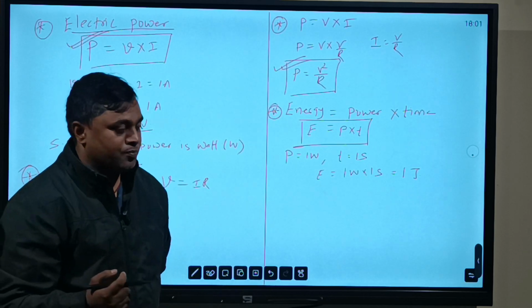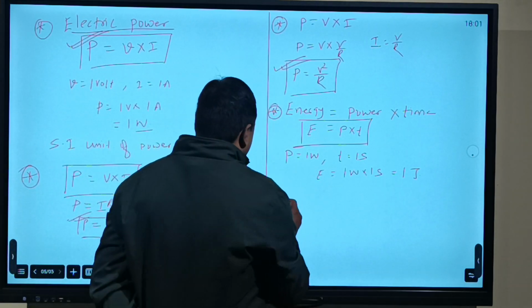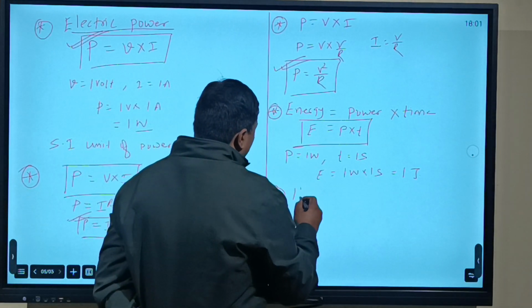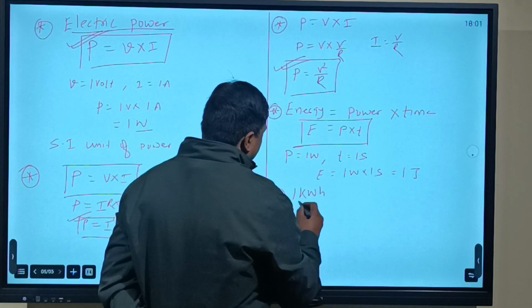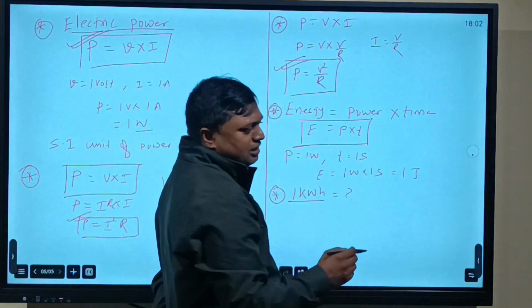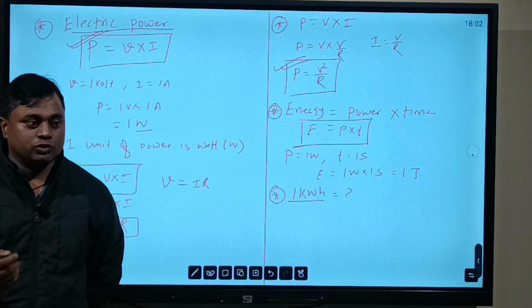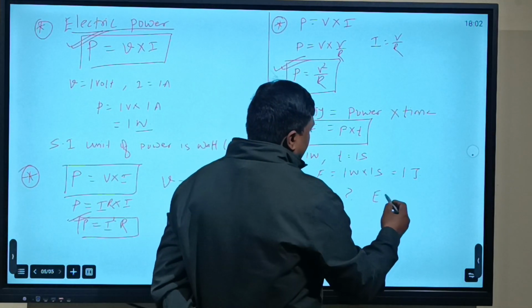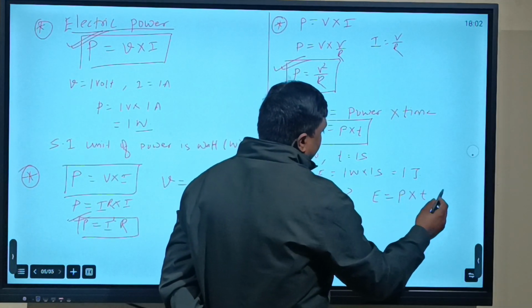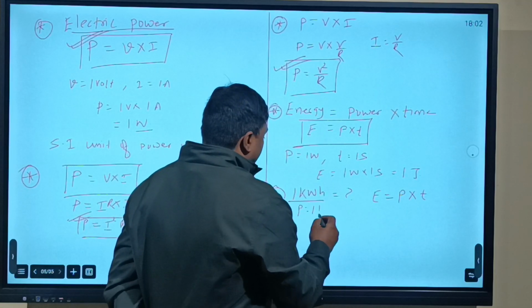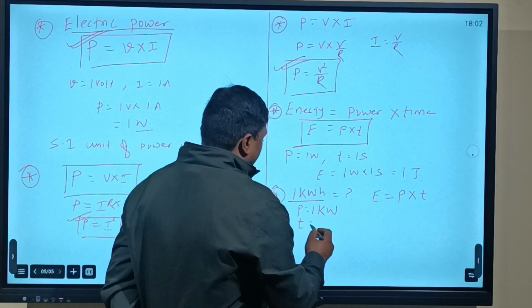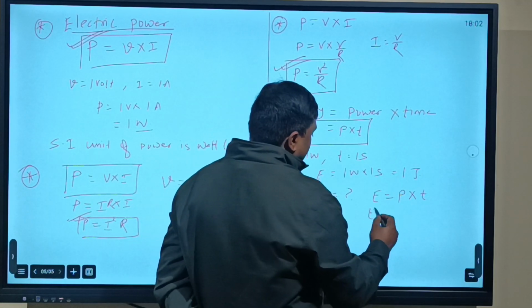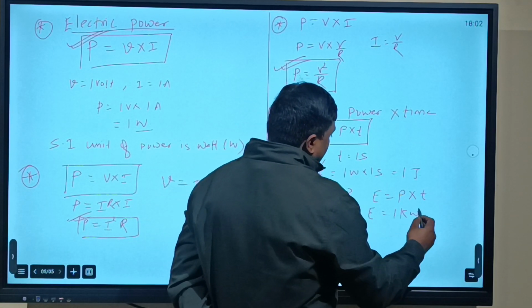Is it clear? They ask in the exam, define 1 kilowatt hour. This is the board question they will ask you. 1 kilowatt hour, what is it? See, we know that energy is equal to power into time. When the power is 1 kilowatt, children, and time is 1 hour, we can write energy is equal to 1 kilowatt into 1 hour.